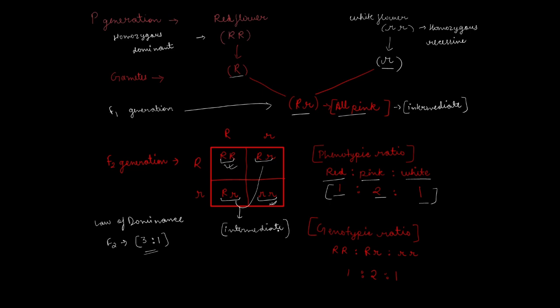So this is all about incomplete dominance. What we have learned in incomplete dominance is that in heterozygous condition, or we can say in dissimilar pair of factors, one of the factors does not dominate over the other. Instead, it shows an intermediate which does not resemble any of the parents.